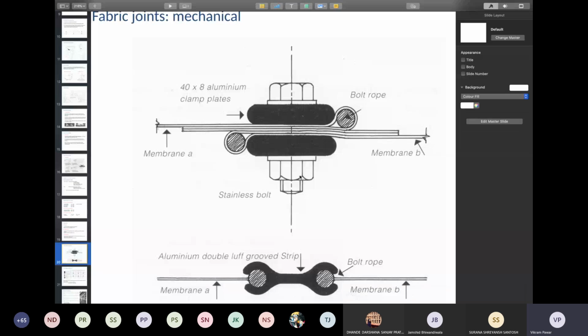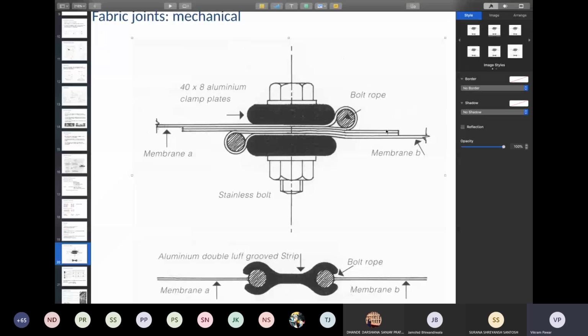Above that, to prevent the fabric from shifting, you have these aluminum clamp plates, which clamp both the ropes together and will not allow the rope to move in either direction, so it will anchor it firmly. And these clamp plates are fixed with the help of bolts. Okay, they are stainless steel.